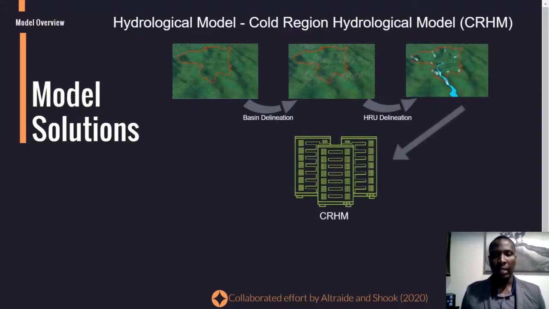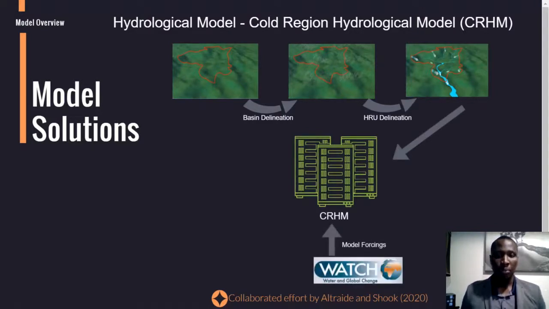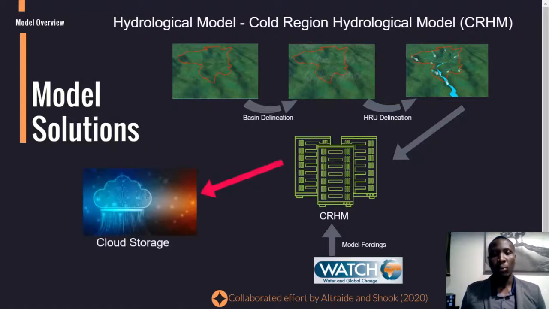And at the end of the day, because some of these areas have no long-term meteorological records around the vicinity, we have the WATCH group forcing hydrology towards the CRHM. And what we want is to be able to store rainfall, snowmelt, streamflow, and evaporation to a cloud.